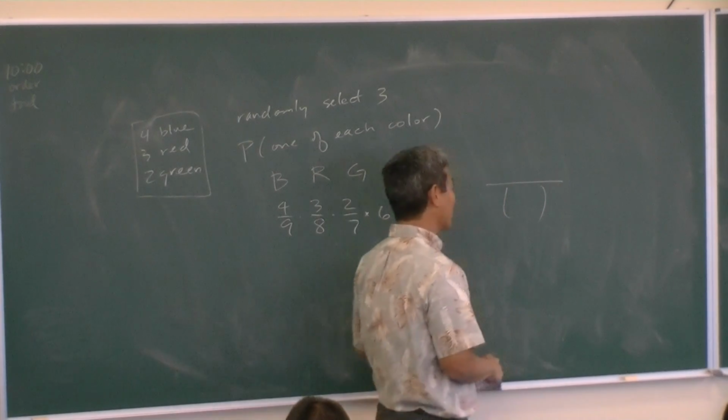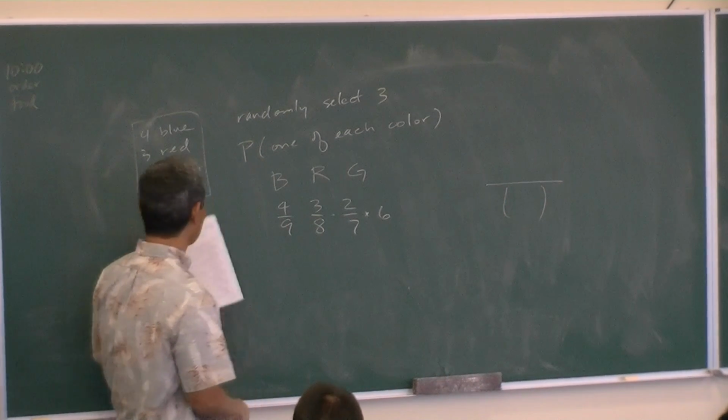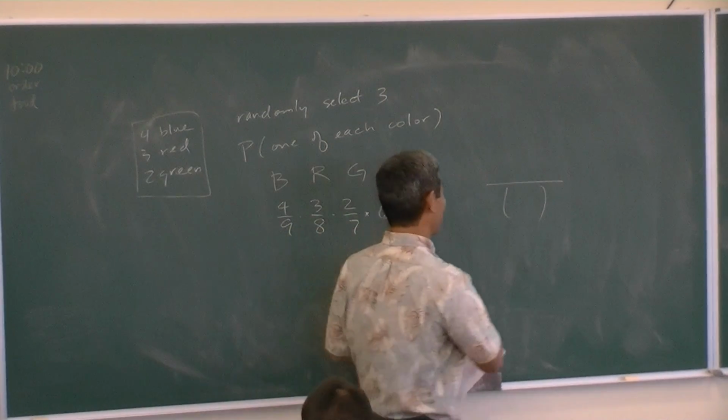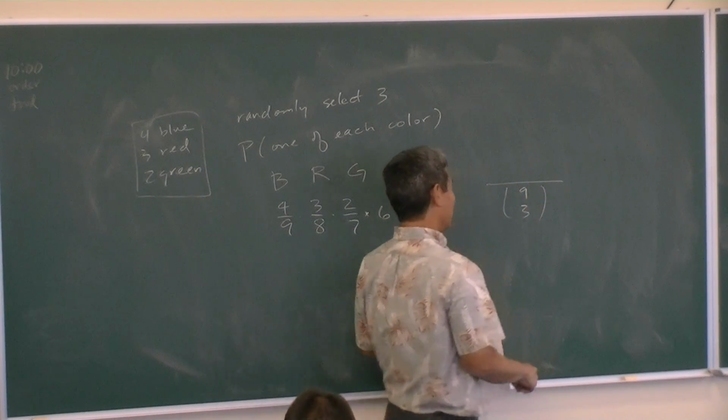Well, what's the denominator going to be? How many total marbles are there in the jar? There are 9 marbles. How many ways can you pick 3 of them? 9 choose 3, right? That's the denominator.